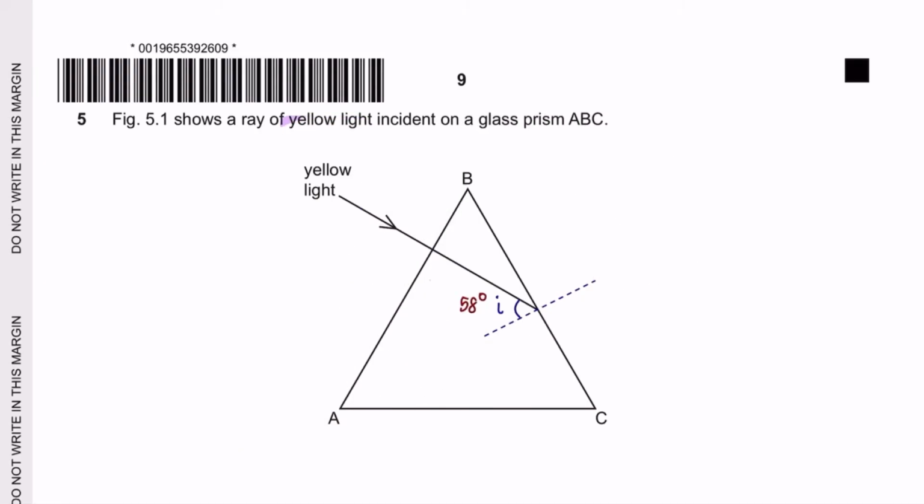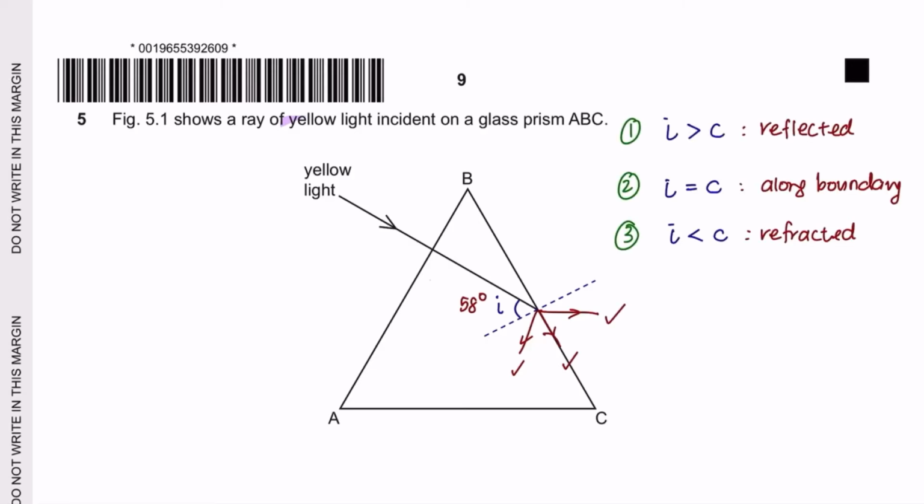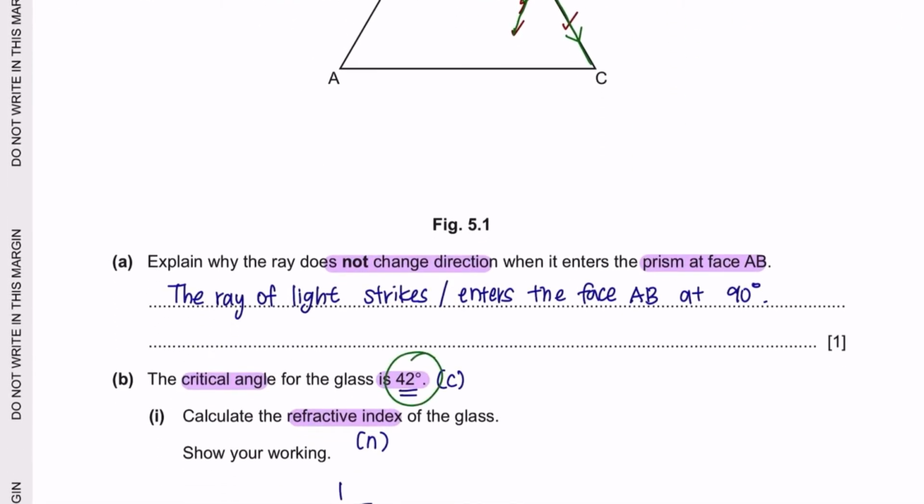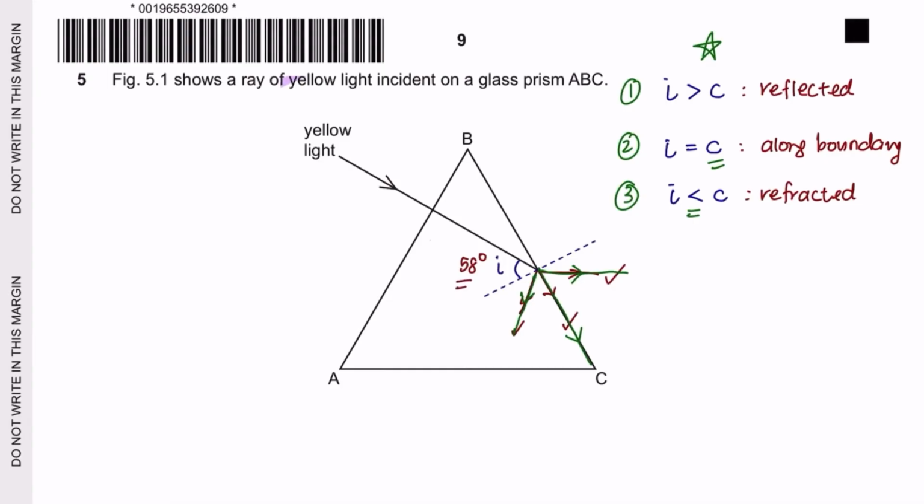Now we're going to have to find out whether it reflects, goes through the prism, or gets refracted out into the air. And to identify that, we first must know these 3 rules. If the incidence angle is bigger than the critical angle, the ray would be reflected here. If the incidence angle is equal to the critical angle, the ray would continue to run along the boundary. And if the incidence angle is smaller than the critical angle, then the ray of light will be refracted out of the glass. So let's look at the critical angle. The critical angle here is 42 degrees. So the incidence angle is larger than the critical angle. So what's going to happen here is that the ray is going to be reflected.